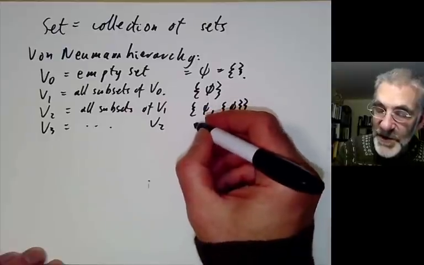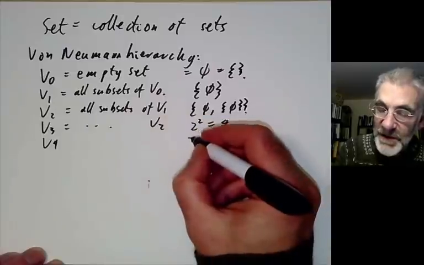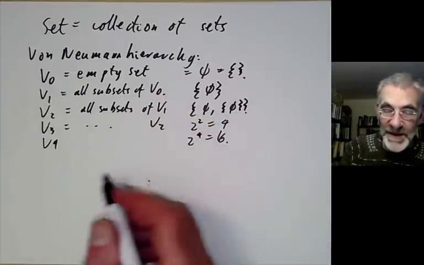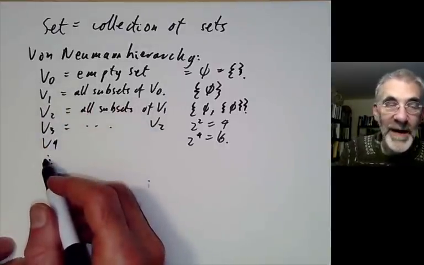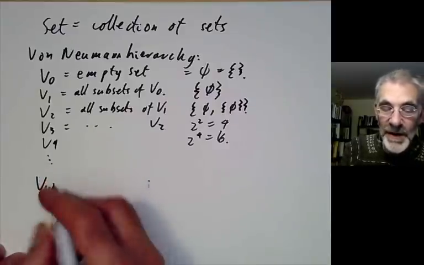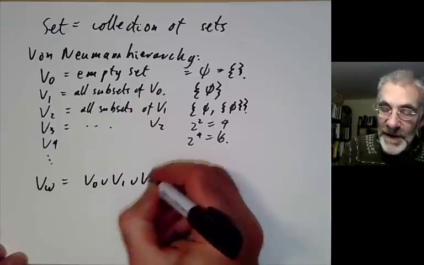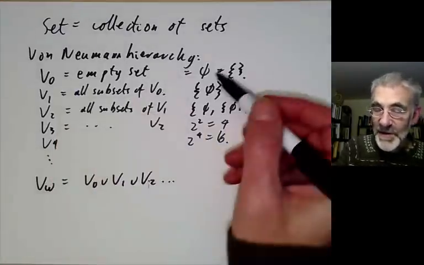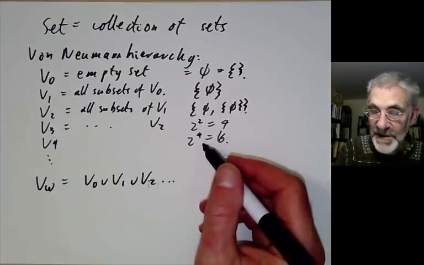And V3 is going to be all subsets of V2. V2 has two elements, so V3 will have 2 to the power of 2, which is 4 elements, and V4 will have 2 to the 4 equals 16 elements, which for obvious reasons I'm not going to write out because they get to be a bit of a mess. We can go on like this for all finite numbers, and it's fairly clear what we mean by this. And then V omega is going to be the union of V0, V1, V2, and so on. So it's all things you can form by iterating this power set operation a finite number of steps.